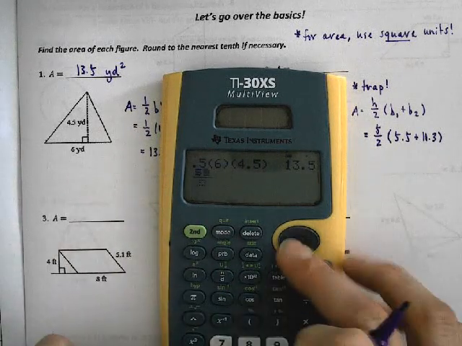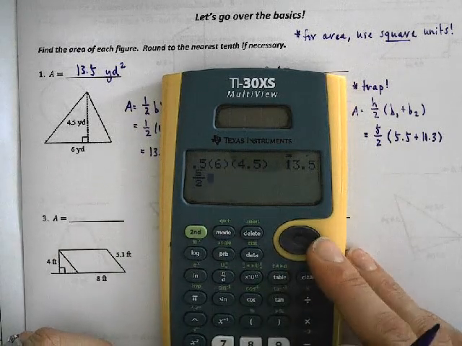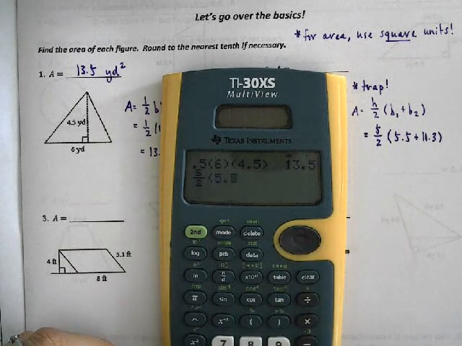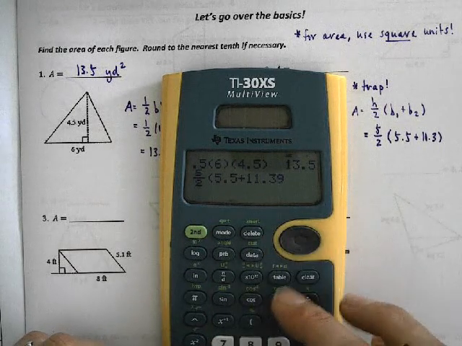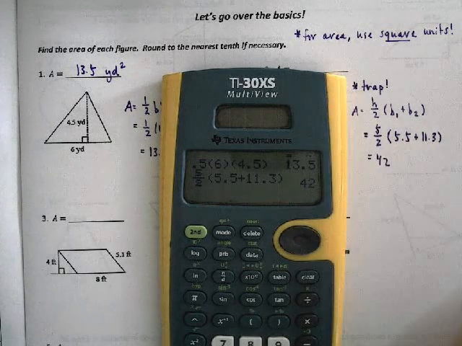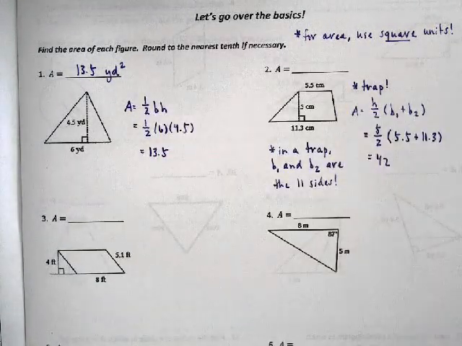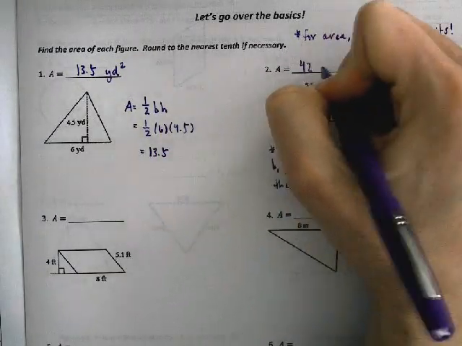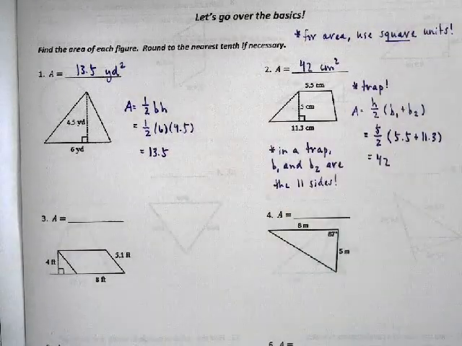So I'm going to use my fraction key to do 5 over 2. Then I have 5.5 plus 11.3. Whoops. And I get an area of 42. And let's see, our units were centimeters. So 42 square centimeters.